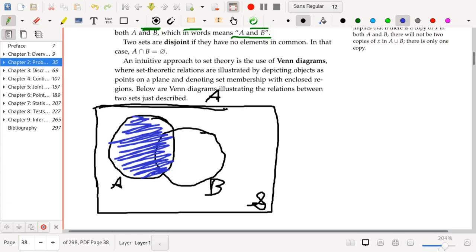I wonder if there's a... Let's use this highlighter tool. I wonder what would happen if I use the highlighter. It makes my computer lag a lot. I'm not going to use that.